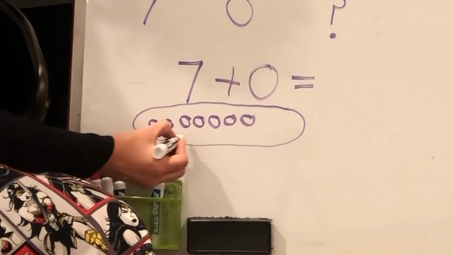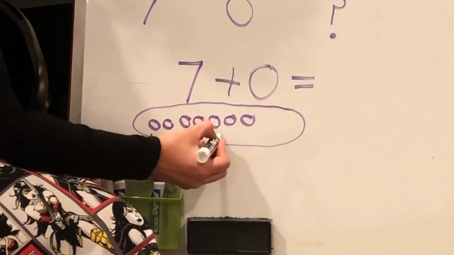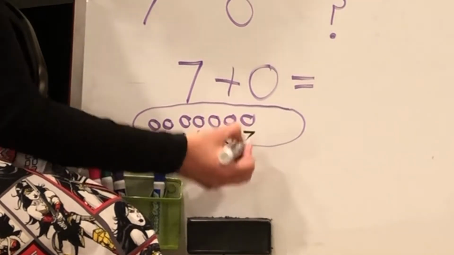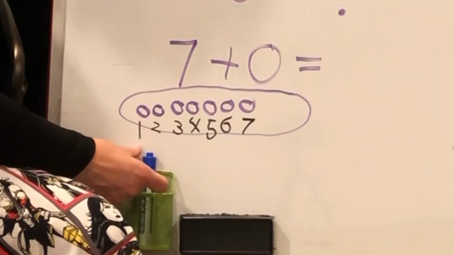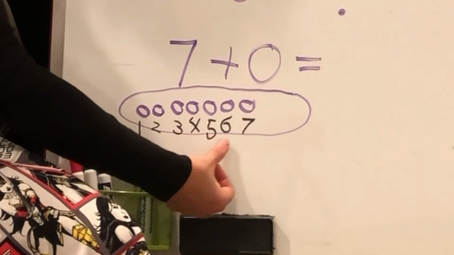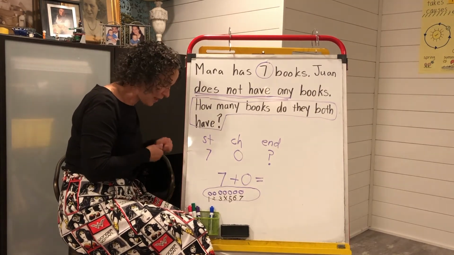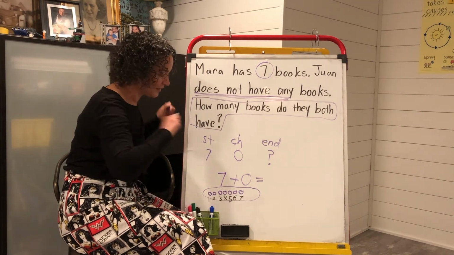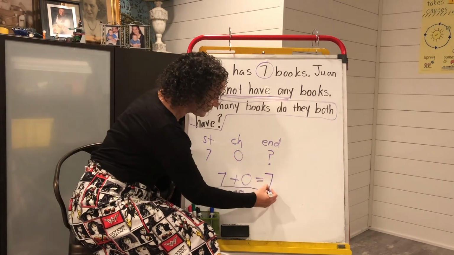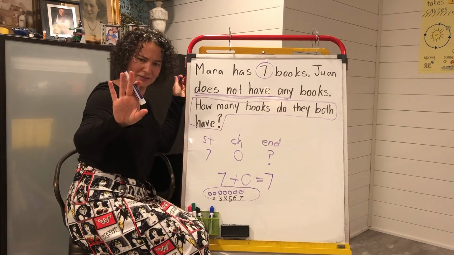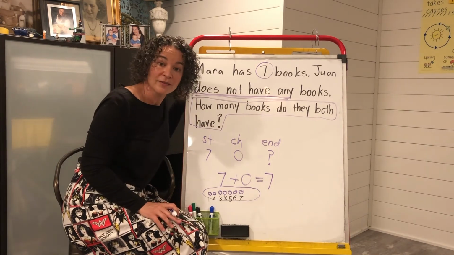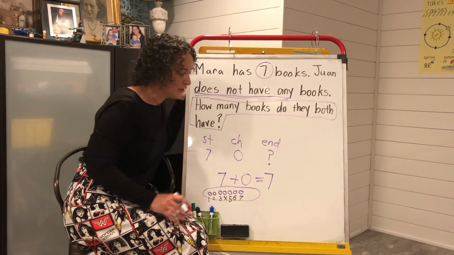1, 2, 3, 4, 5, 6, 7. Help me count, my friends. 1, 2, 3, 4, 5, 6, 7. So what is our sum? Yeah, the sum of 7 plus 0 is 7. Now, my friends, we're not done. No, we're not done. Let's do a bar model. Why? Because we can.